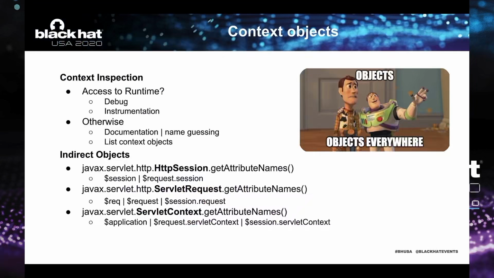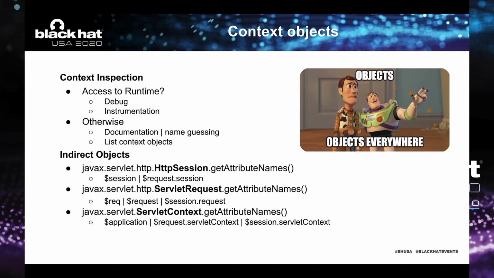So first of all, we need to analyze what is in the context. For that, if we get access to the Java runtime, we can instrument or debug it, then dump the context and analyze those objects. If not, we have to read the documentation, maybe brute force or guess some common names like request or req, or response or resp, for example. And in some cases like FreeMarker, we are able to actually list all the objects in the context through some special variables.